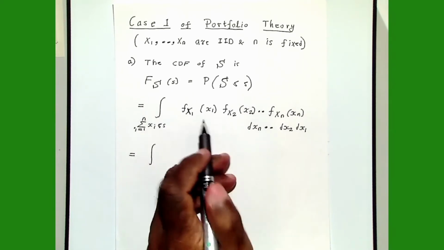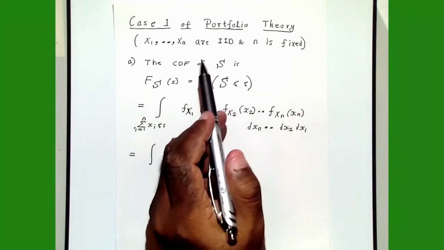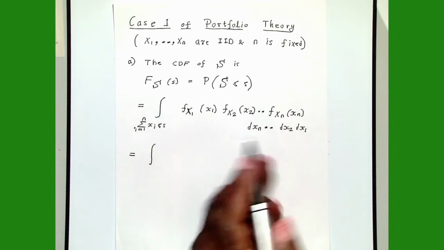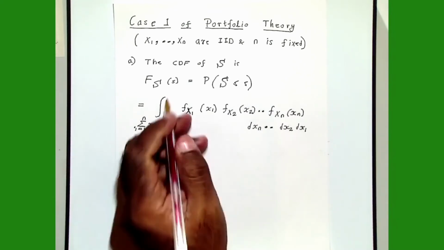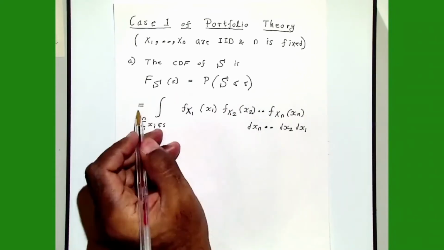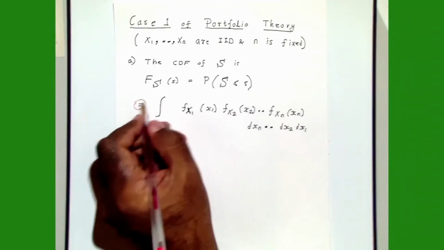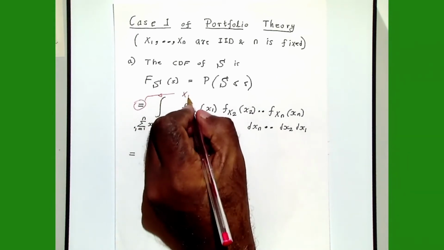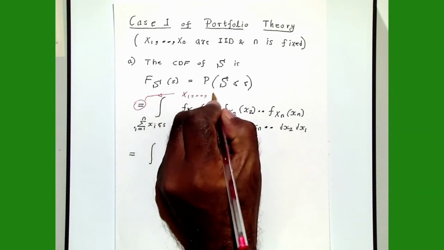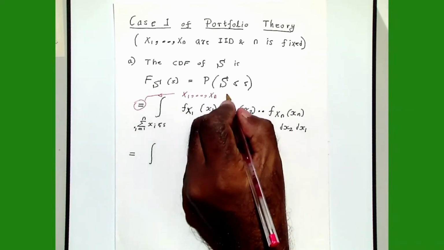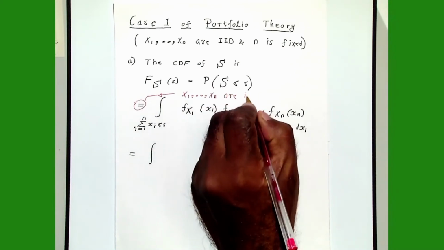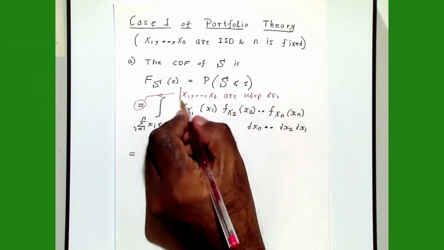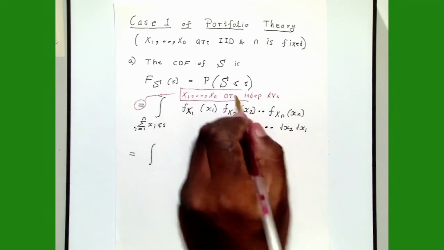because we are assuming that x1 to xn are IID, you can write the product of the density functions, right? By the way, the equality from this to this follows because of the fact that x1 to xn are independent random variables, right? It follows because of this fact.